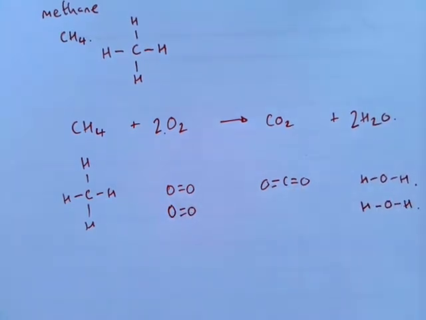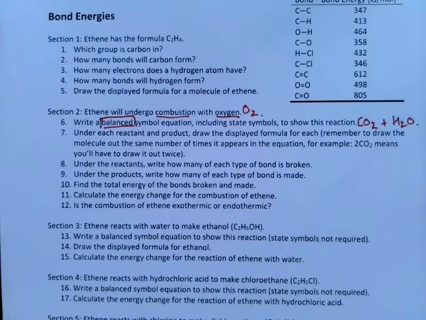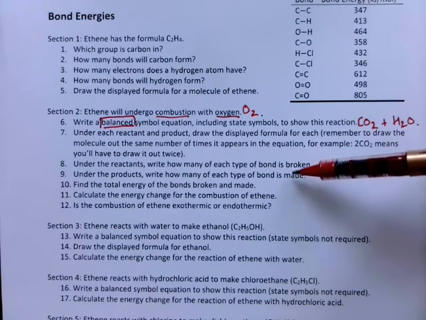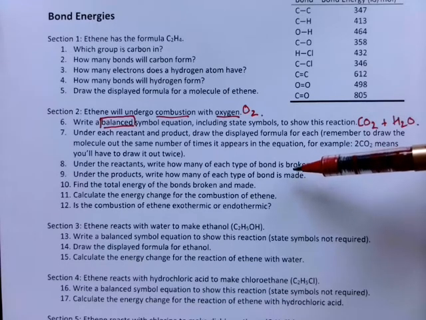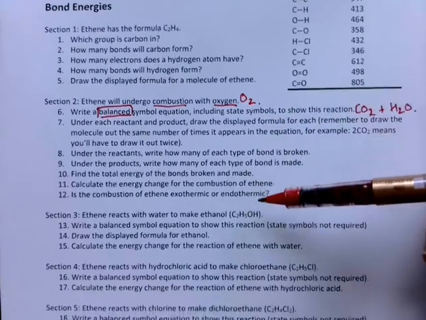And now I can count the number of bonds that I have. So here for number 8 and number 9, if you don't have the balanced symbol equation, you won't get the right answer. Okay, so I think the rest of that's fine.